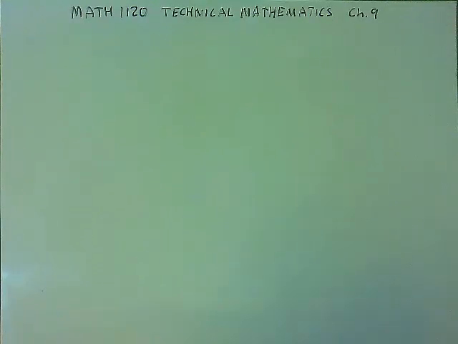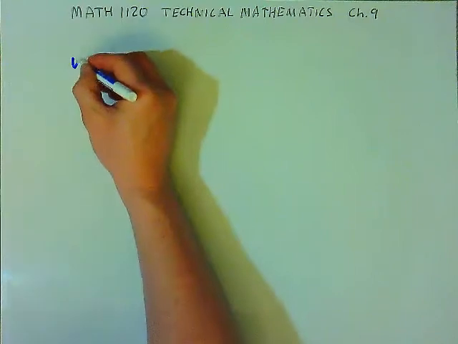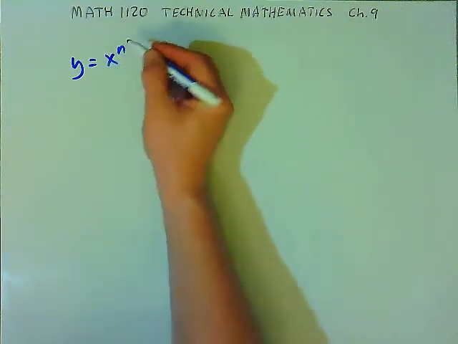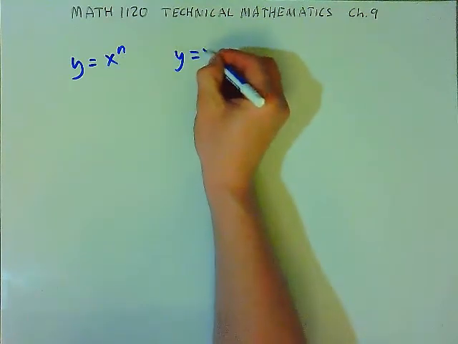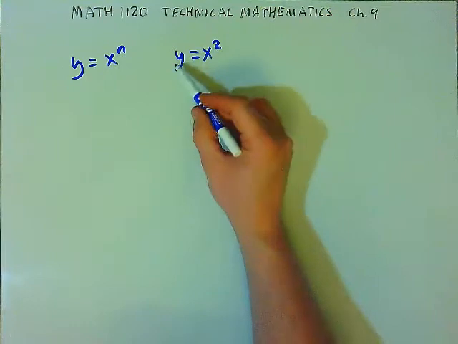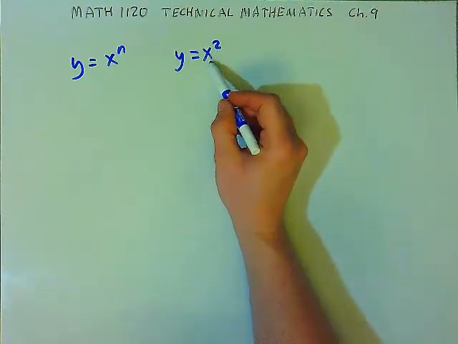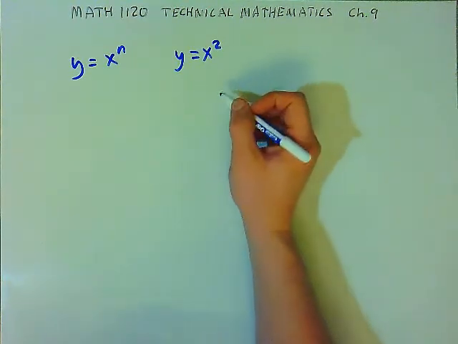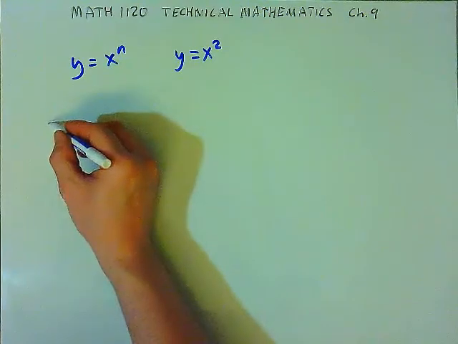This is chapter 9. You're probably already familiar with functions that look like y equals x to some power, for example, y equals x squared. We call these power functions, where y is equal to x, which is the base, to some power. And so the base is the variable. For example, let's look at y equals x squared.